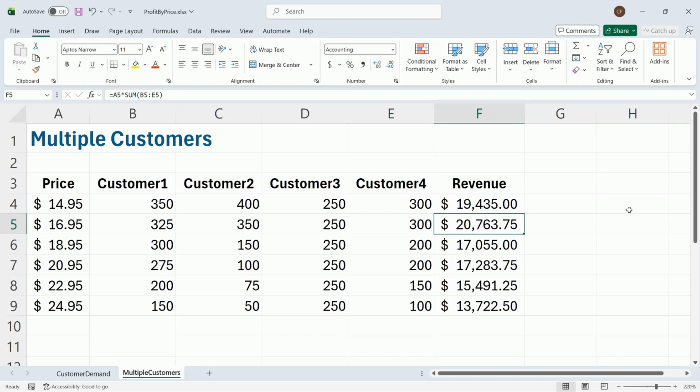So I don't have to make the kind of judgment that I would for a single customer, where I was only about $70 different. And that is how you find your optimal price if you have a single customer or if you have multiple customers.